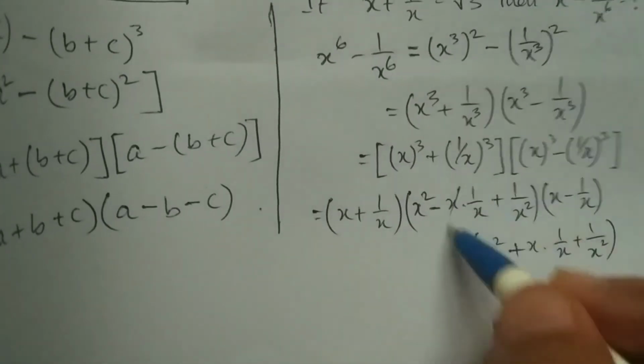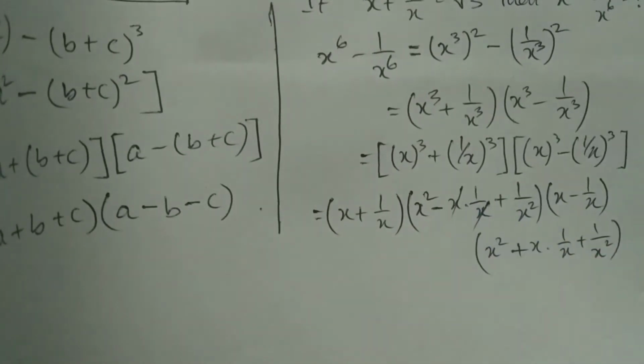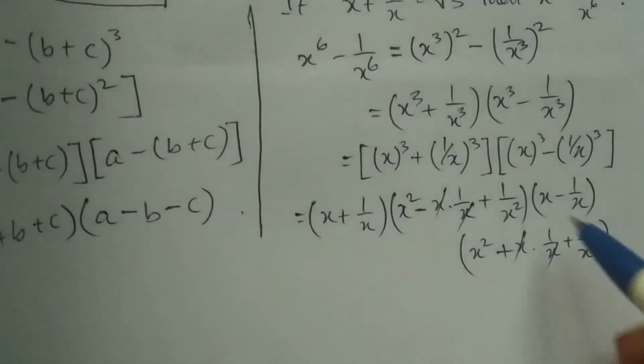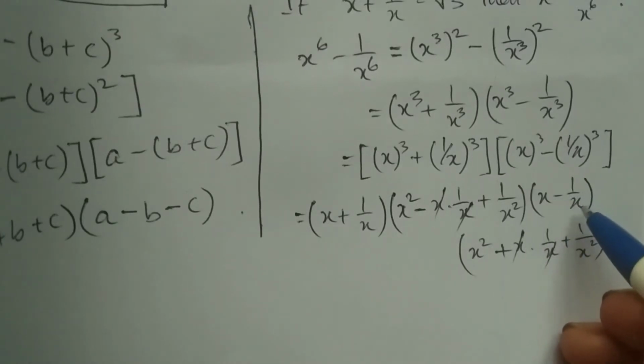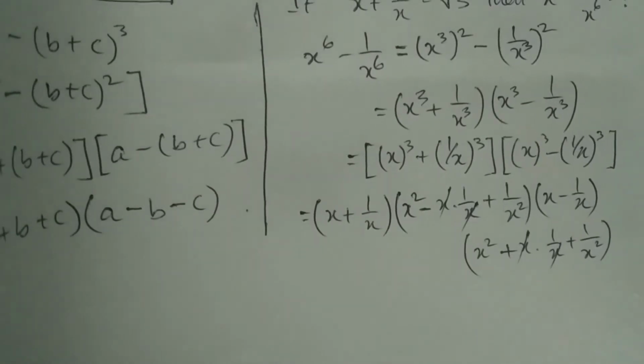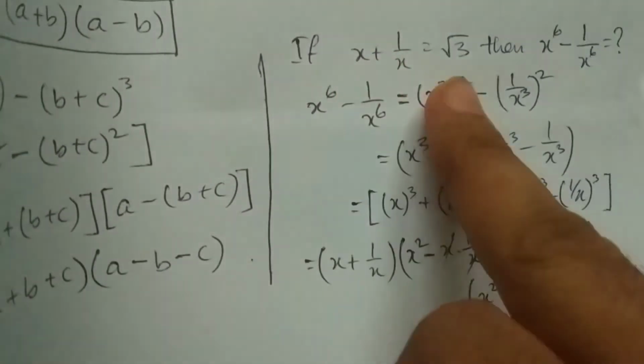As you can see, x has been cancelled out, and here is also the same thing. So x plus 1 by x is root 3. I can write it very easily. But here you can see x minus 1 by x is there. So I have to find out what is x minus 1 by x. That's what we need to find out by simplifying this equation.